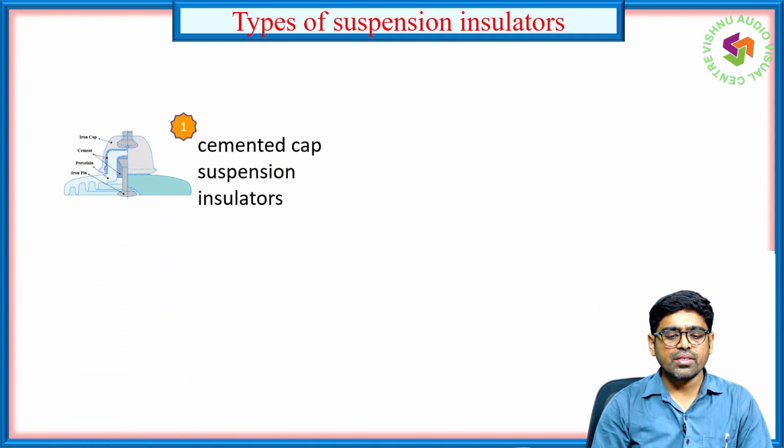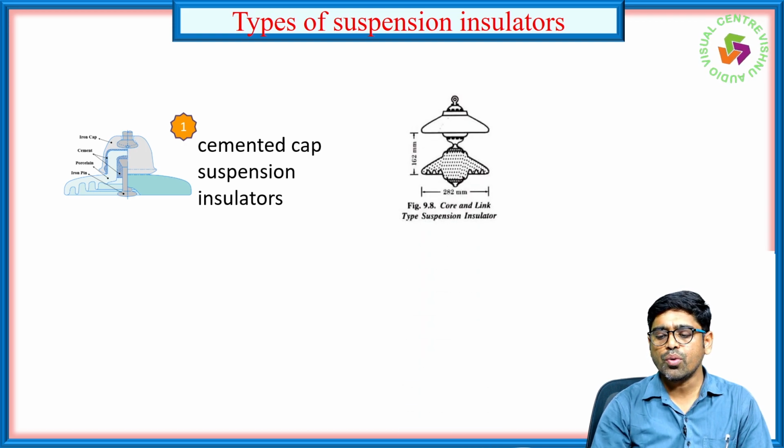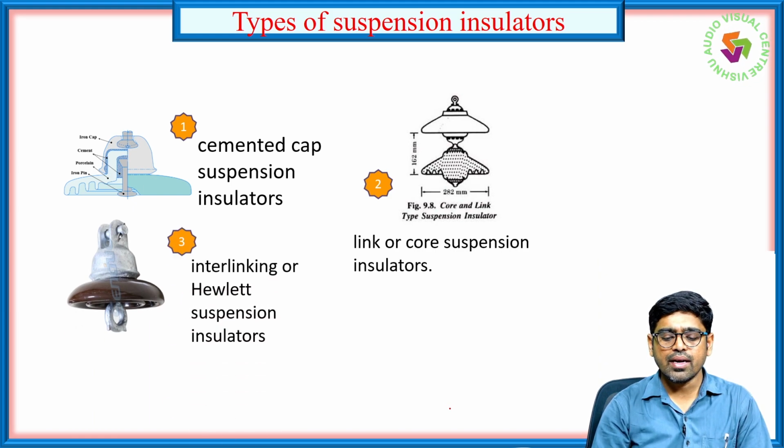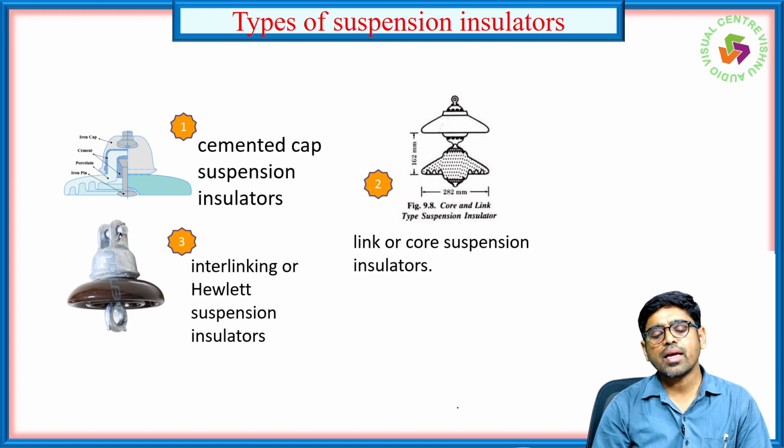Here we can see the cement cap suspension insulator, with this type of structure. Then there is the core and link type suspension insulator, and the third one is the interlinking or heavy suspension insulator. So these are the types of suspension insulator we have in the market.